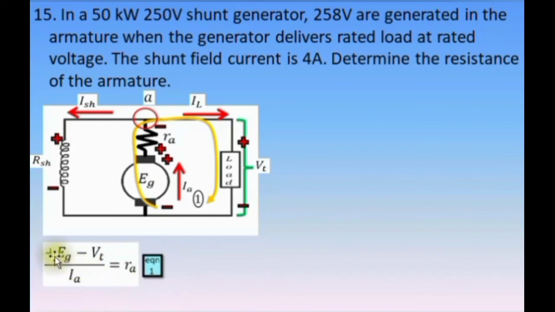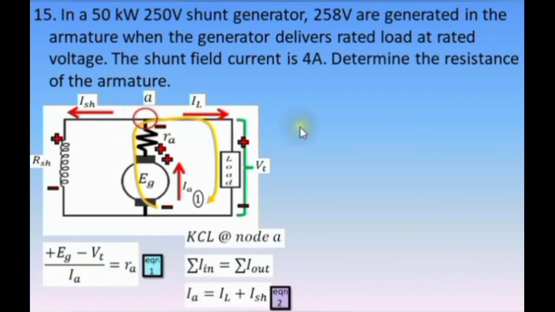We already have the value for generated EMF and the terminal voltage. So first, we need to determine the value of the armature current. To do that, let's have here node A. Kirchhoff's current law at node A, summation of current in equals summation of current out. We have this equation. IA equals IL plus ISH. This is equation number 2. We already have the value for ISH, that is 4 amperes. We will determine first the value of IL.